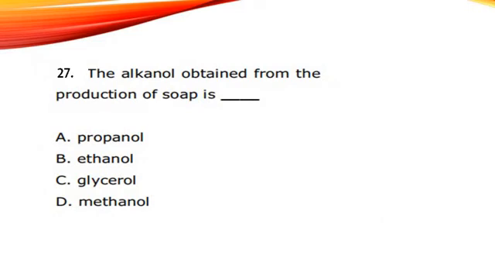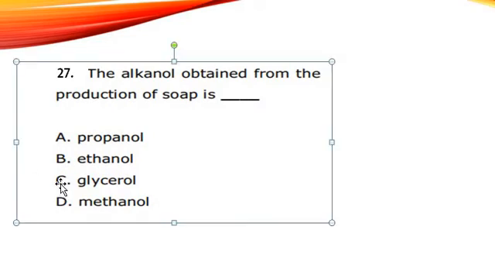Next is question 27, which says the alkanol obtained from the production of soap is A. propanol, B. ethanol, C. glycerol, and D. methanol. The answer here is glycerol, as it's given as a byproduct of the saponification process.